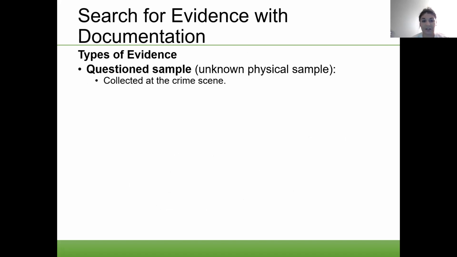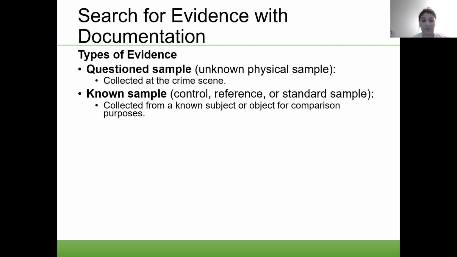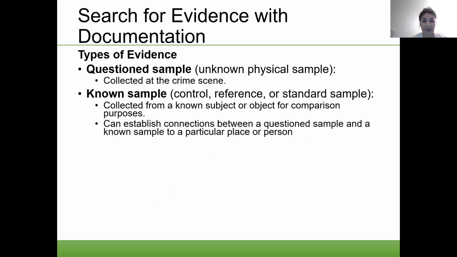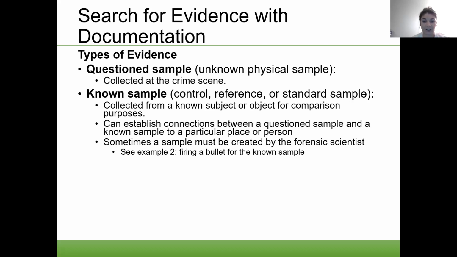So different types of evidence. There's something called a question sample, which is an unknown physical sample. These are the samples you collect at the crime scene. Then there are known samples, also known as control, reference, or standard samples. They're collected from a known subject or object for comparison purposes to the question sample. So the known sample is compared to the question sample. It can establish the connections between a question sample and a known sample to a particular place or person. We'll go over it in just a little.